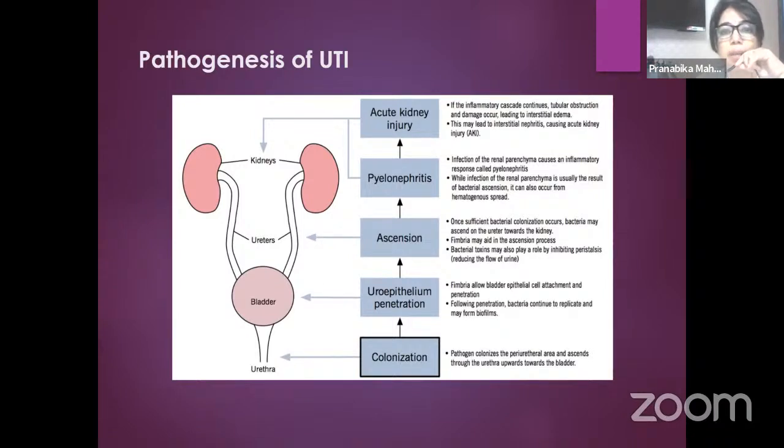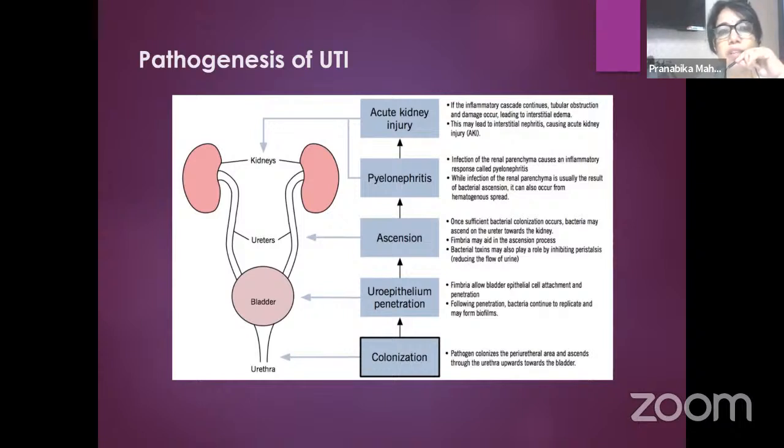Then it ascends up through the ureter. Once sufficient bacterial colonization occurs, it may ascend towards the kidney, and fimbriae may aid in the ascension process. Bacterial toxins may also play a role in inhibiting peristalsis. That reduces the flow of urine. There will be stagnation of urine, and when there is more urine, there is more culture media, and flourishing growth will be there.